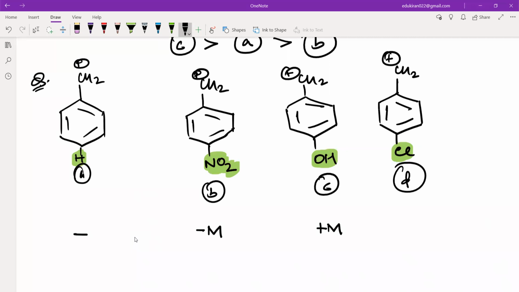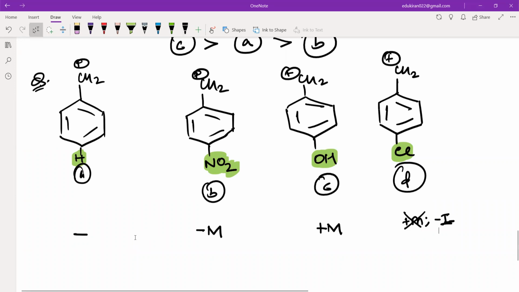Minus M. Cl is plus M, but the dominant thing is minus I here. Whenever you have halogens, you will not write plus M. If you're talking about the stability, you will not say plus M. But in reaction, you will say that it will be ortho para directing, but it is not plus M. The dominant effect is minus I here. Essentially it is pulling up electrons.